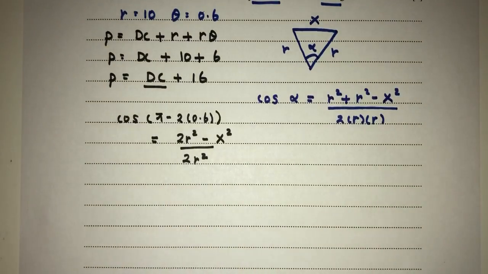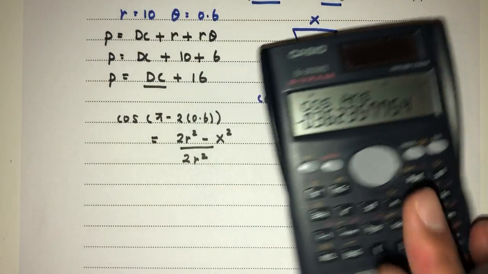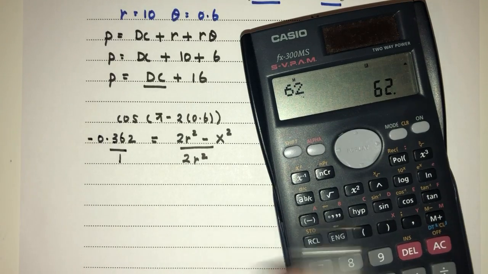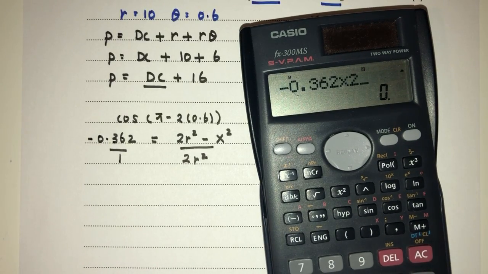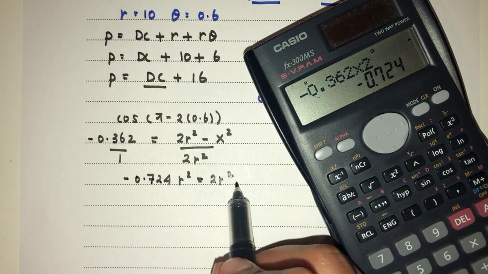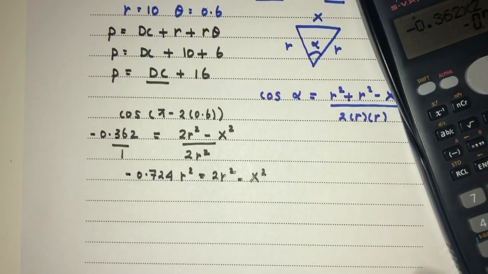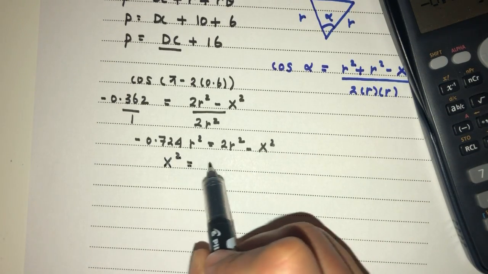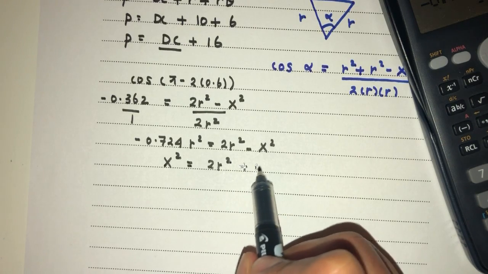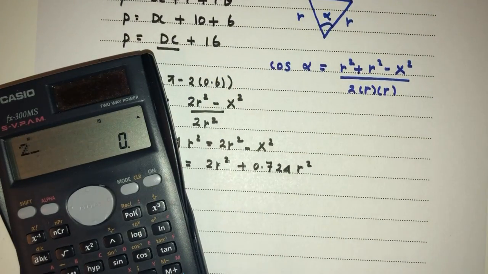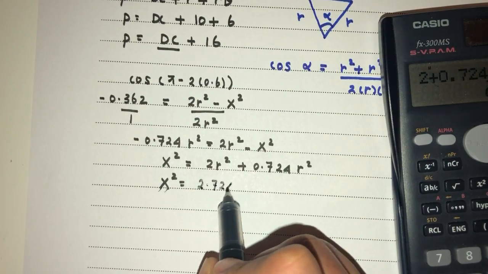So here we have this, and here what is this one? Cos of the answer will be minus 0.362. We have to cross multiply, you will have times 2. So minus 0.362 times 2, that will be minus 0.724 r squared equal to 2r squared minus x squared. We have to send x over here. That will become x squared is equal to 2r squared plus 0.724 r squared. So x squared will be 2 plus 0.724, that will be 2.724 r squared.